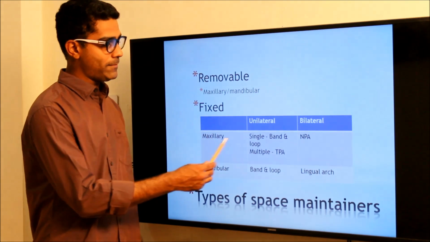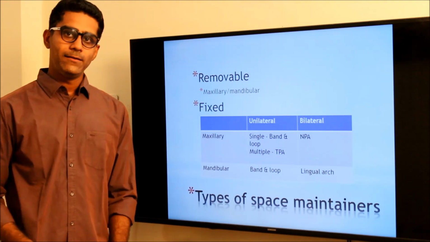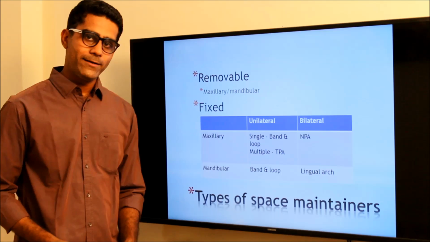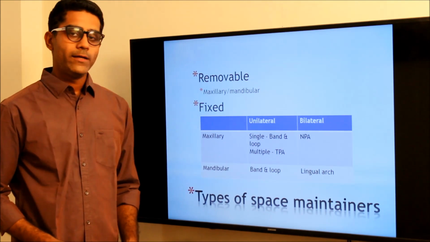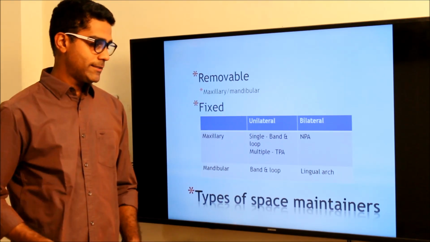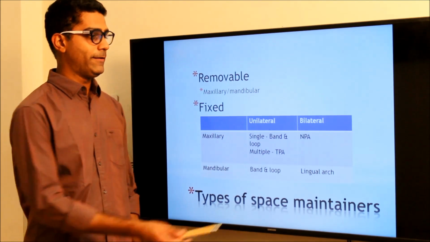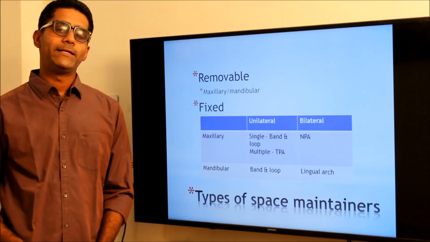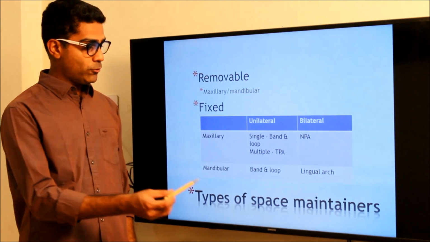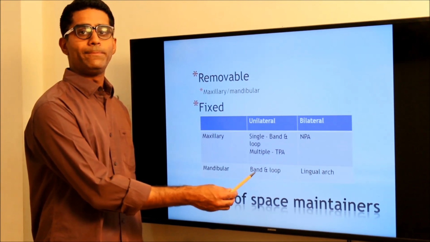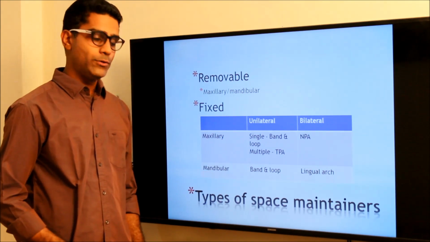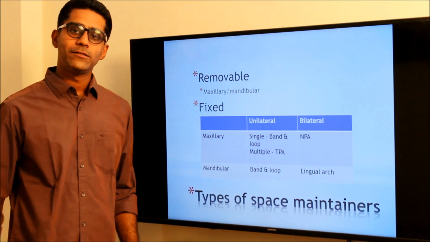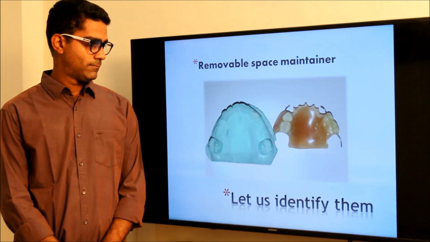And if the same thing becomes bilateral, you can either give a bilateral band and loop or a Nance palatal arch. Coming to mandibular, in unilateral cases it's a band and loop, while if it becomes bilateral, you might give a lingual arch. Mind you, this band and loop is usually preferred for a single unilateral loss. If there is multiple unilateral loss, still a lingual arch will hold good.